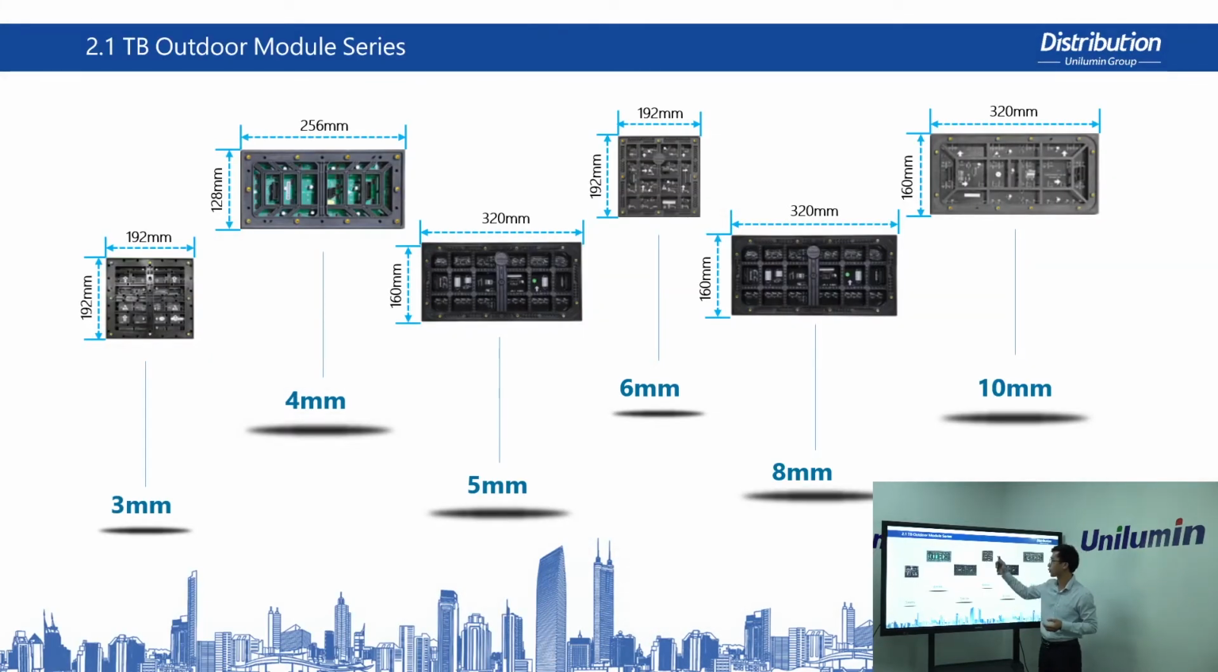And then for the outdoor, we start from P3, P4, P5, and then P10. As you can see, the design of the back cover is waterproof. It is better for the waterproof functions, so that in the rain or the snow or the storm, it can operate better.